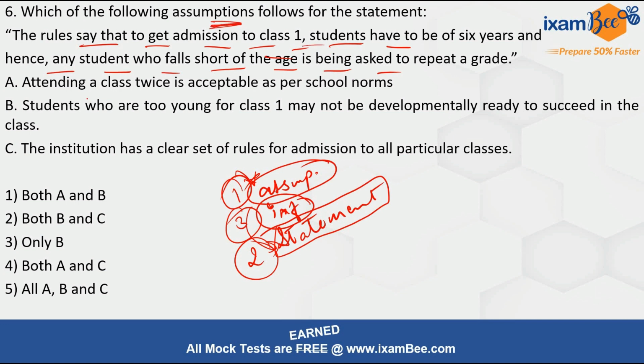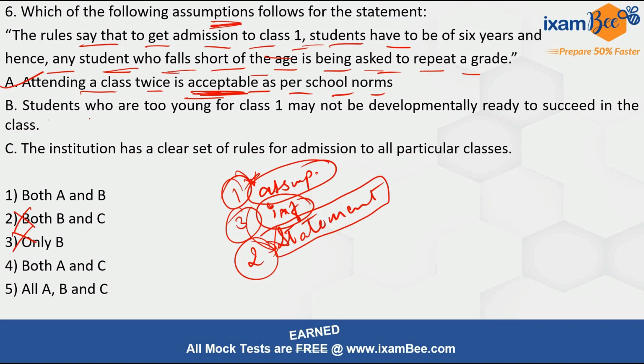So A says attending a class twice is acceptable as per school norms. Now here, when the school is asking the students to repeat a grade, it is very obvious that it is assumed that it is acceptable as per school norms. All right, so yes, this should be a part of our answer. This and this cannot be our answer, right?